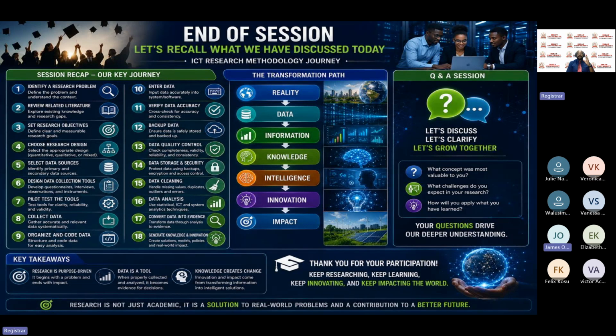Okay, so we are going to end the session because it's almost 1 hour 8 minutes since we started. So before we end the session, let's recall what we have learned.